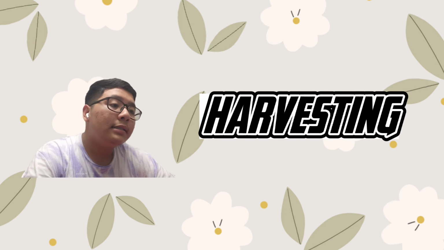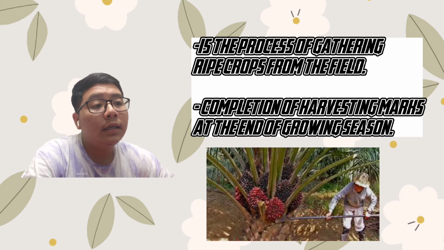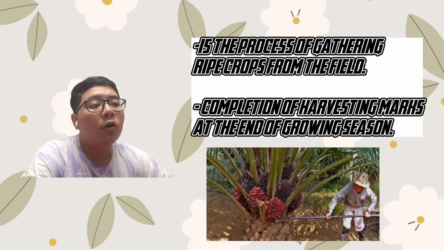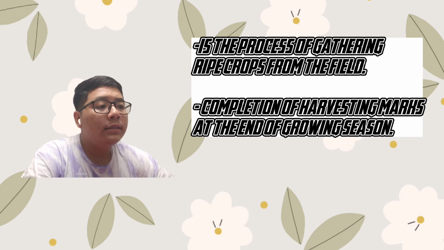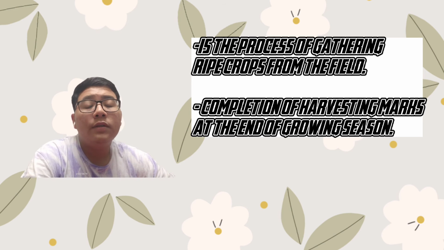So the last is harvesting. Harvesting is the process of gathering ripe crops from the field after they reach maturity or when the right time comes. For oil palm, harvesting is done at least once every 10 days to gain maximum bunch yield. Bunches are harvested at the right time and replenished in the right way to avoid damage to the oil palm bunches. There are two methods to harvest the oil palm, which are manual harvesting and mechanical harvesting.